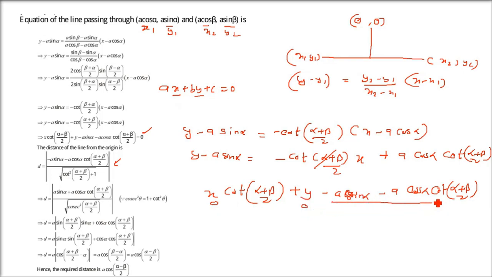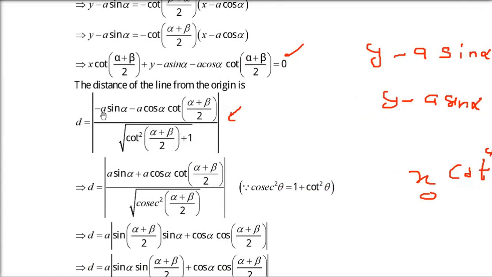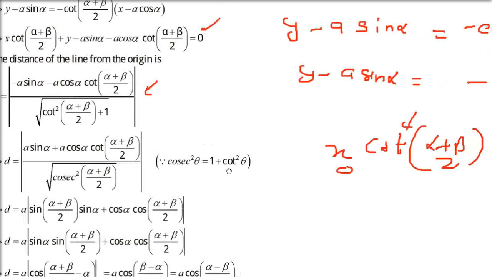So only we have to find out this constant term. This constant term is divided by under root of the coefficient of x squared and coefficient of y squared. So we have 1 square plus cot alpha plus beta by 2 whole square. And this is minus a sin alpha. Minus is ultimately going to cancel out because it's mod. A sin alpha plus a cos alpha cot alpha plus beta by 2, under root.